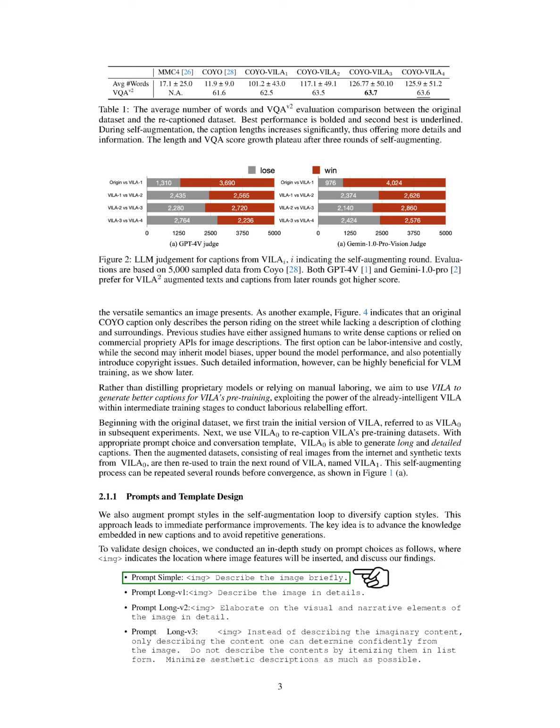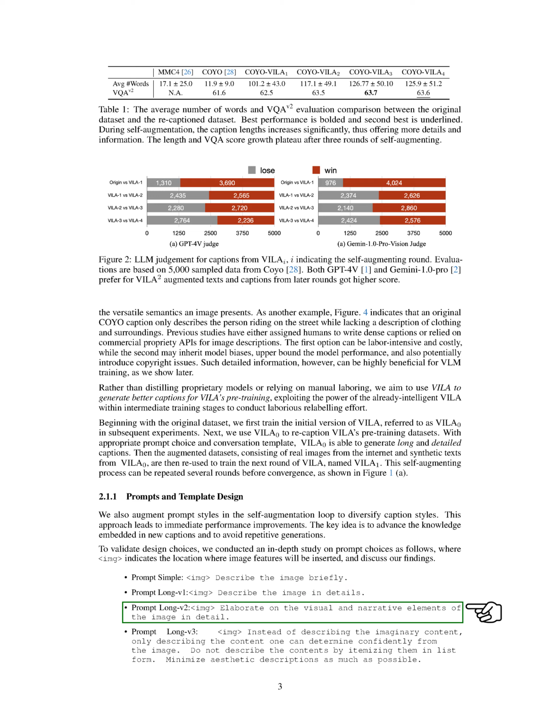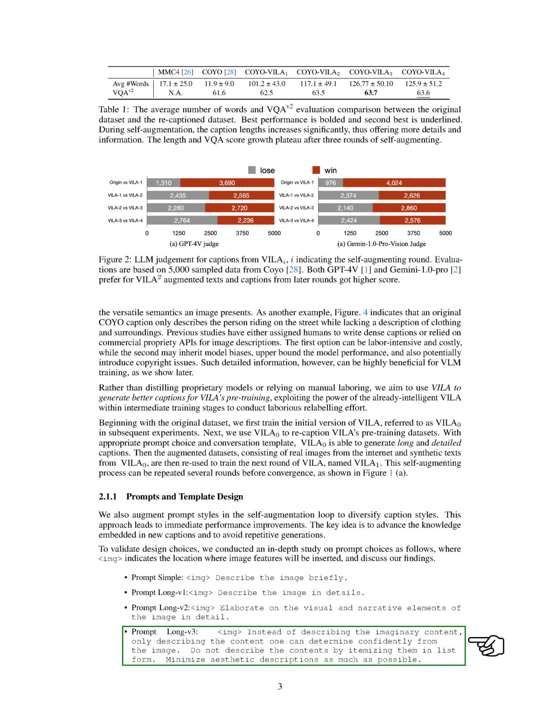We started with a simple prompt, "<img> describe the image briefly." Then, we moved to a longer prompt, long v1, "<img> describe the image in detail." Next, we introduced long v2, "<img> elaborate on the visual and narrative elements of the image in detail." Finally, we created long v3, "<img> instead of describing the imaginary content, focus only on what can be confidently determined from the image, avoiding itemized lists and minimizing aesthetic descriptions."